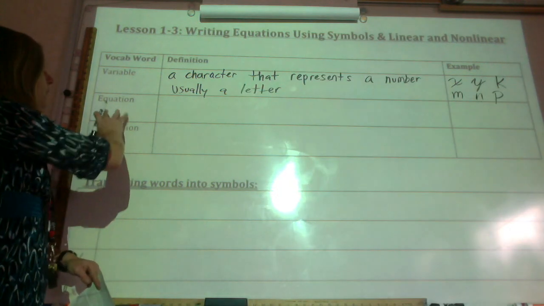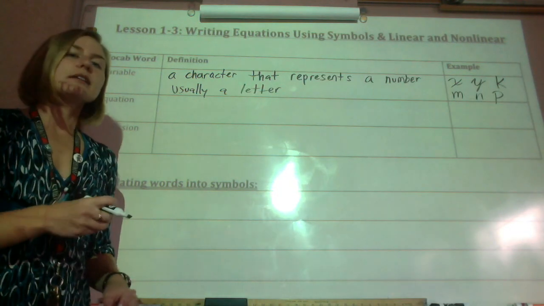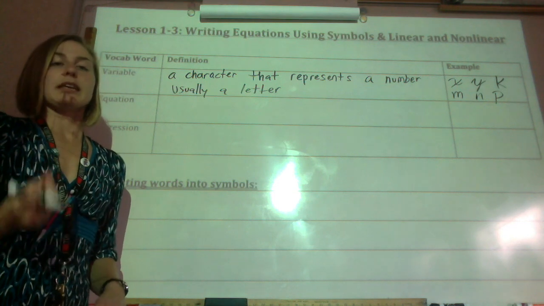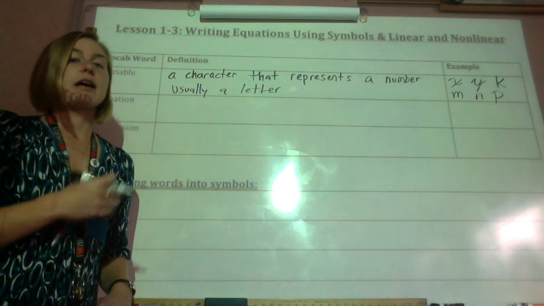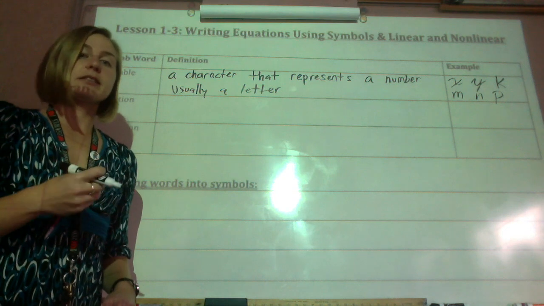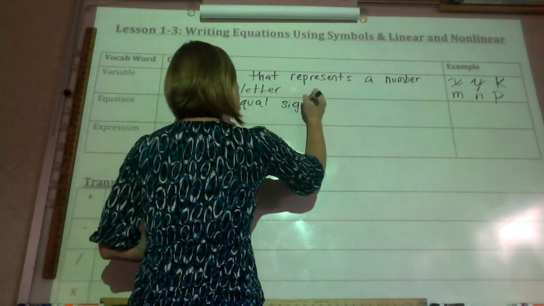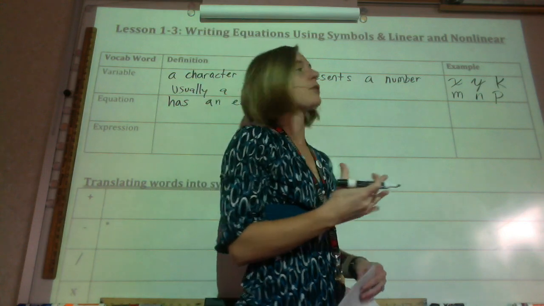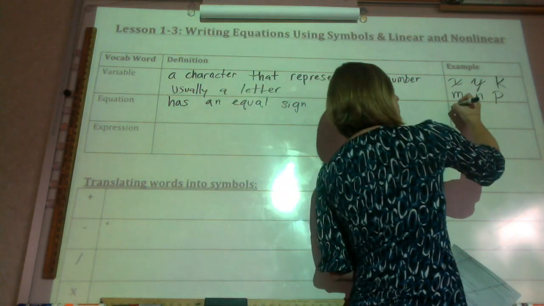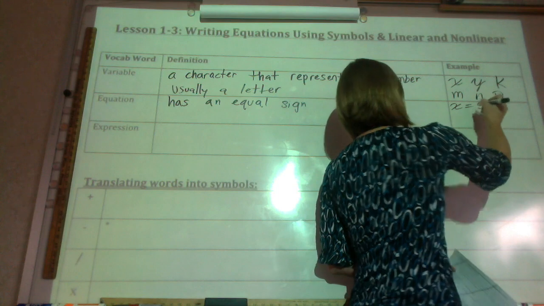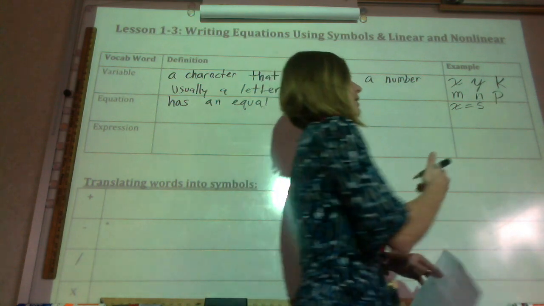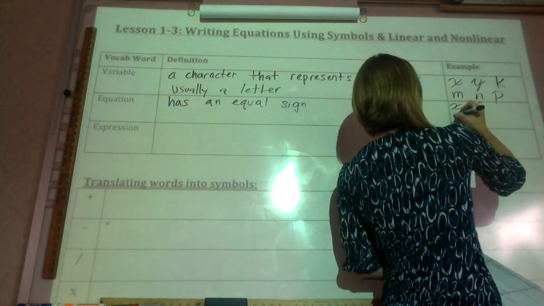The next vocab word is equation. And an equation means it's something with an equal sign. So x equals 5 would be an equation, but x by itself is not an equation. There has to be an equal sign. So let's get that down. You can write a different example if you would like to. We can stick with something simple. X equals 5 is an equation because there's an equal sign. I don't know, maybe something more complicated.